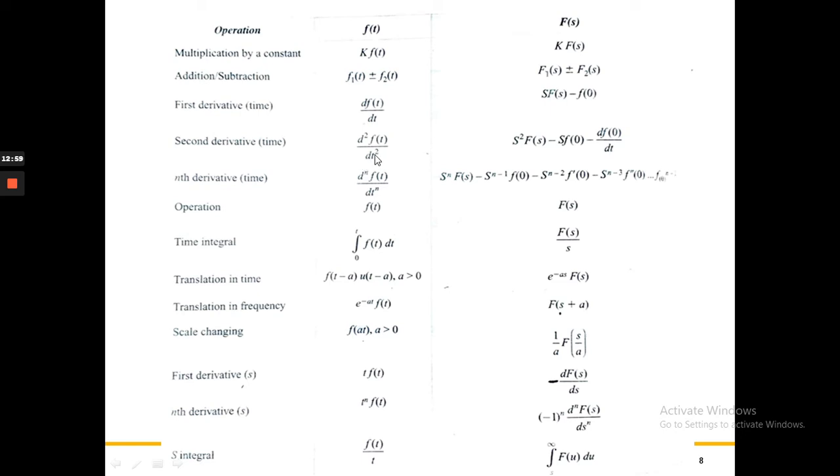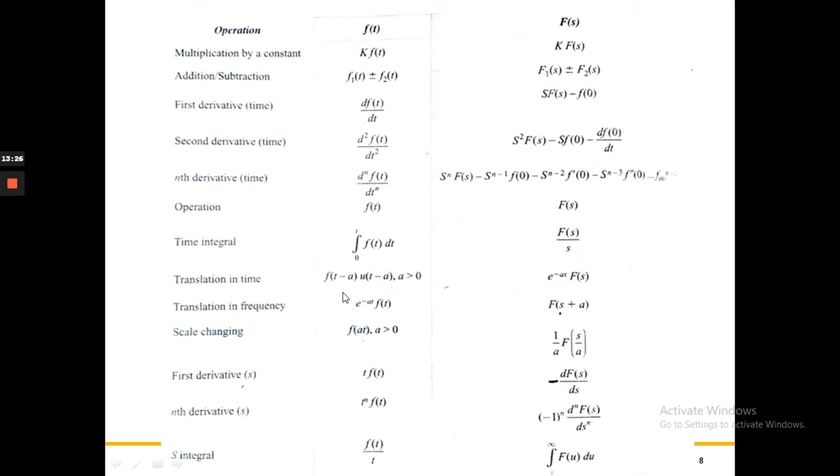Laplace transform of the second derivative of the function will be s square into F of s, where F of s is the Laplace transform of the basic function f of t, minus s into the initial value of the function, minus the value of the first differential at time t equal to 0. This is the nth derivative. Then the Laplace transform of the integral will be F of s divided by s.